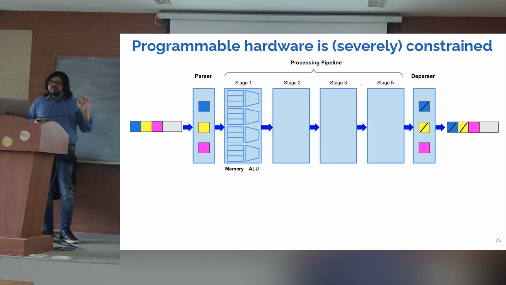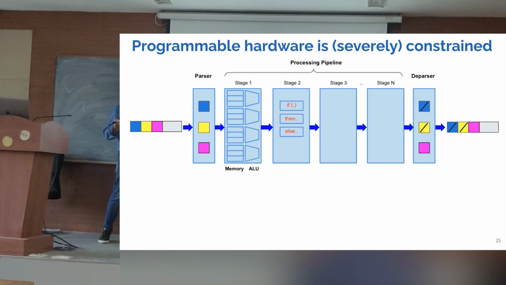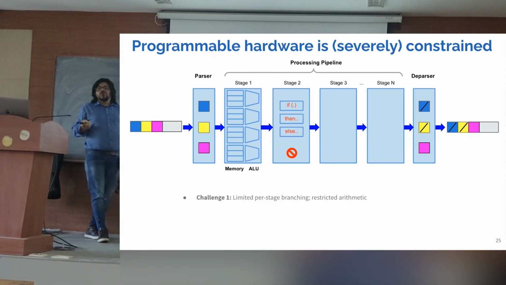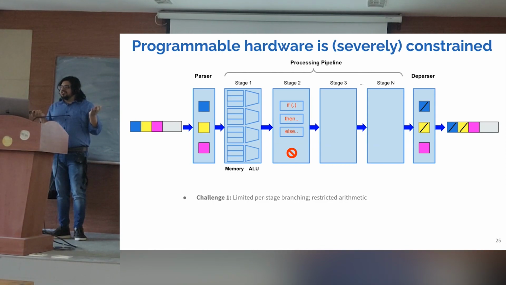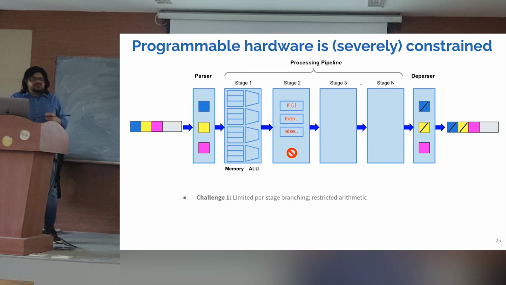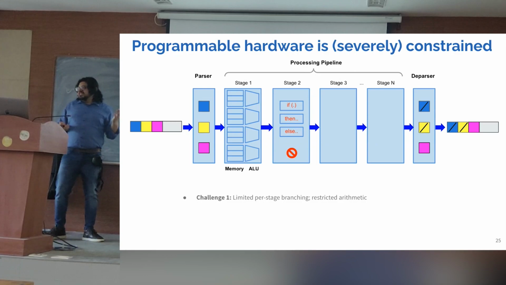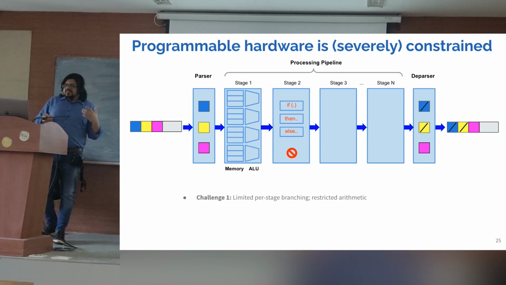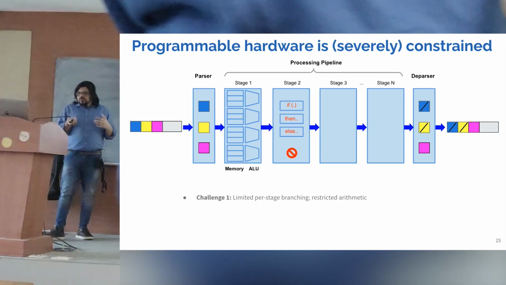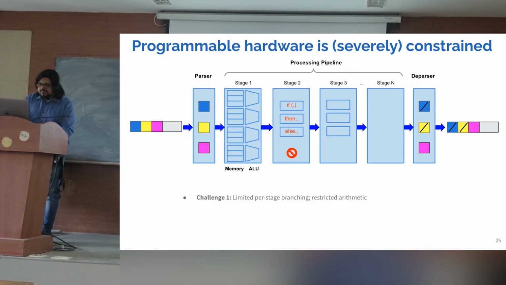The first challenge that we have is that there is limited per-stage branching or arithmetic. So you cannot do multiplication or division. You can only do summation and subtraction. That's what you have to live with. And you also cannot have too many nested ifs. It doesn't support that.